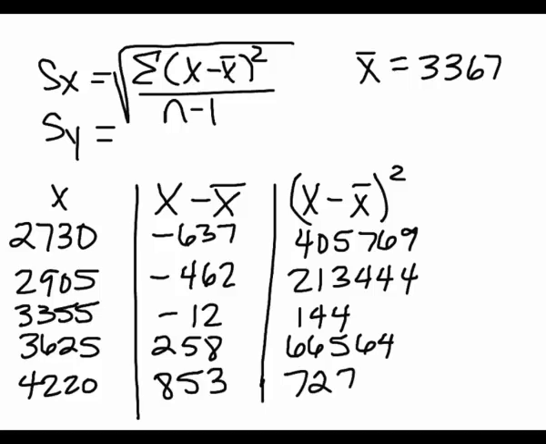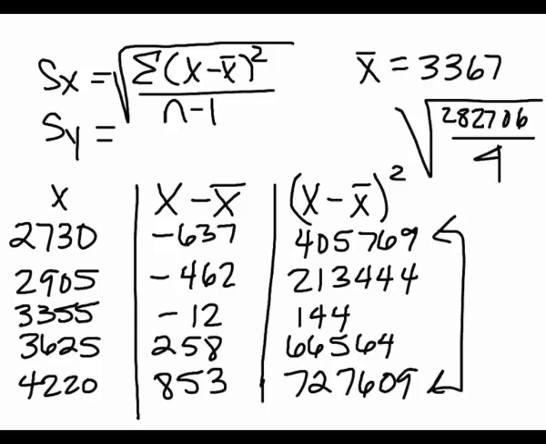Okay, so now that you have that, you're going to take the sum of these values. So you need the sum of x minus x bar squared. Okay, I got 282706 when I added them together. And then, wait, I think I did something wrong. Hold on. No, I'm sorry, I got a huge number. Hold on. I wrote down the wrong number. I got 1413530. Okay? So that's what I got when I added all of these numbers together.